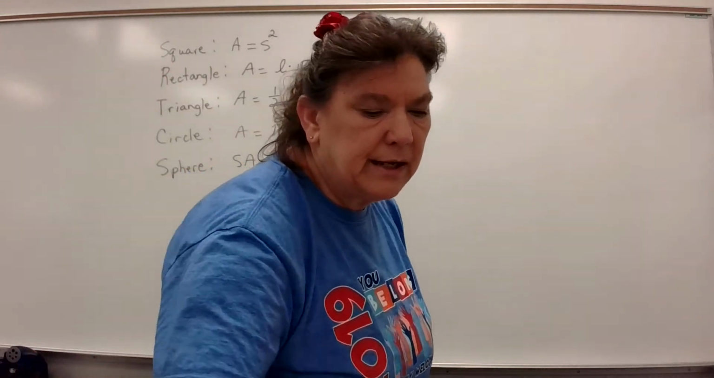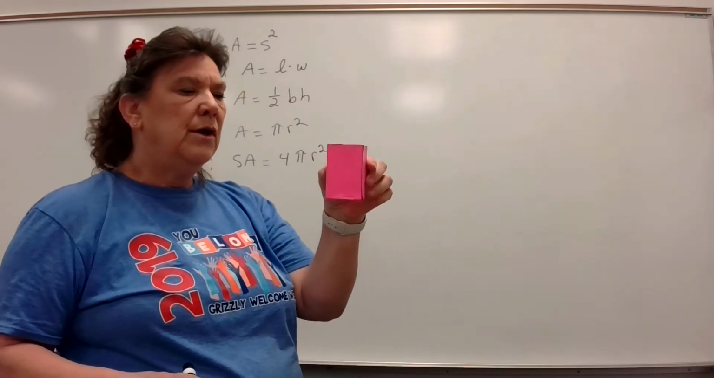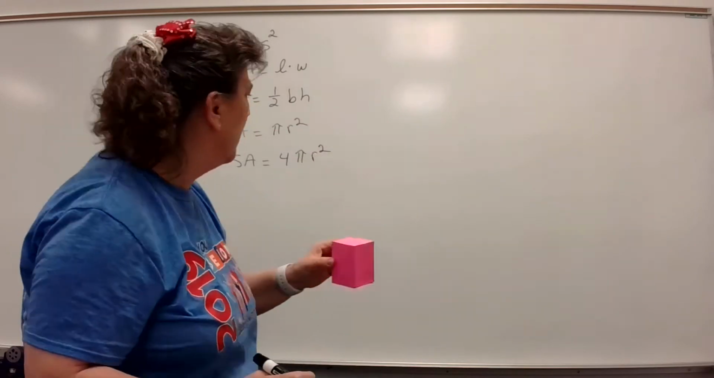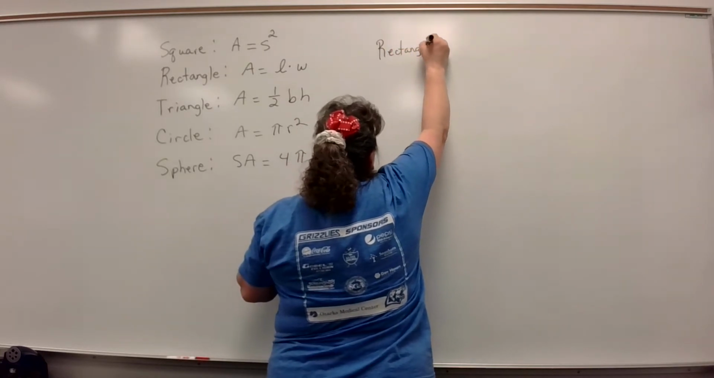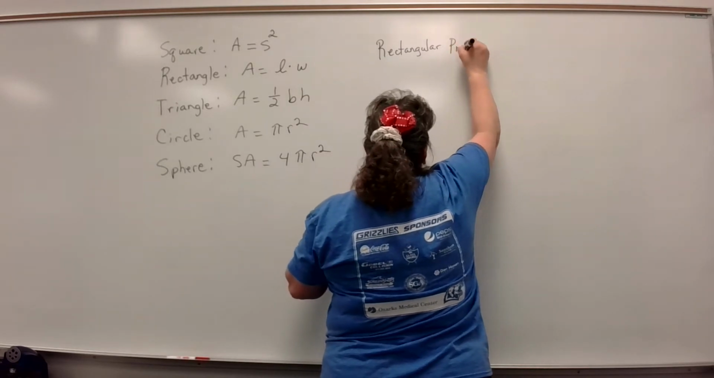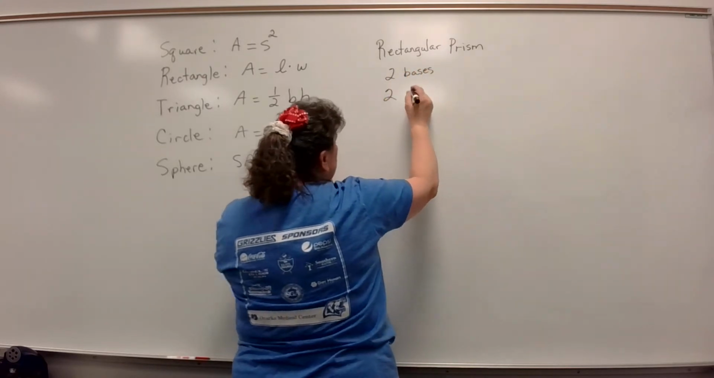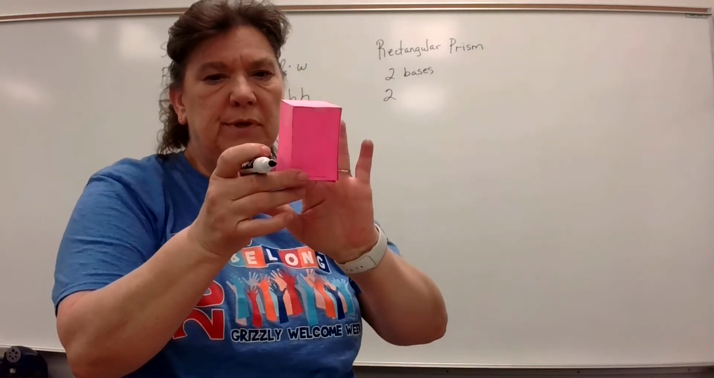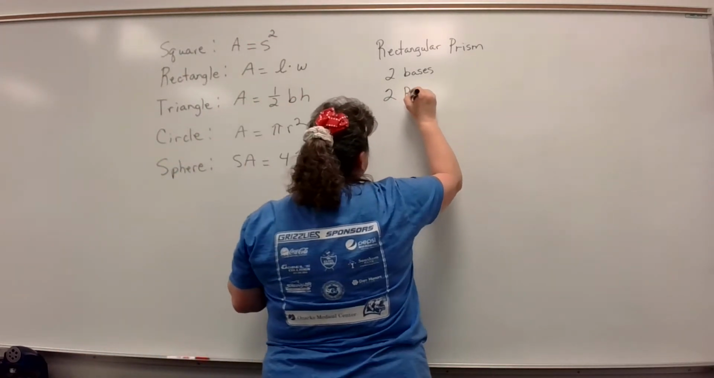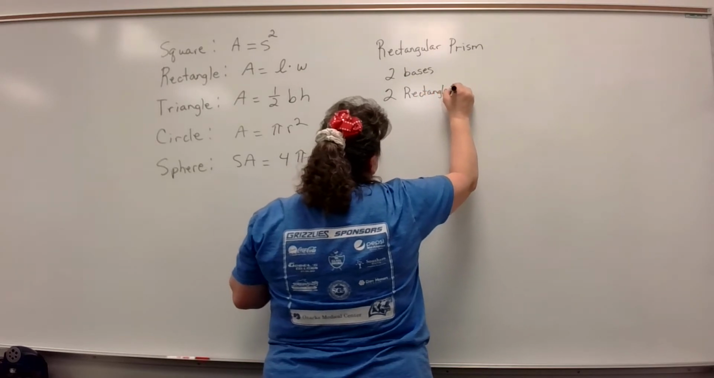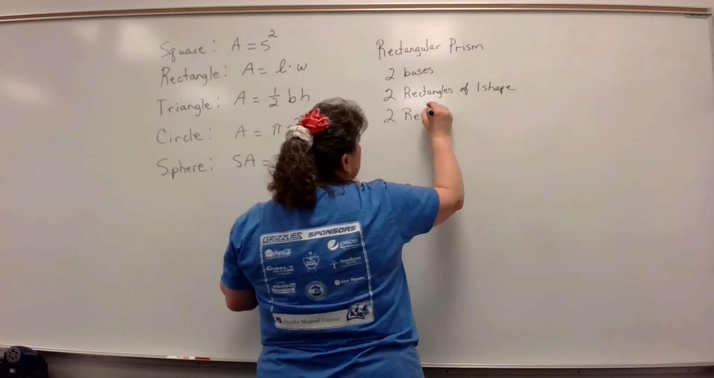So, thinking about that, let's look again at the rectangular solid. If we look at this rectangular solid, what do we have? Well, we have two bases. So every one of these shapes are going to have two of them. A rectangular prism. There are two bases. There are two rectangles that are this shape. You see that? The front and the back rectangle are the same. Two rectangles of one shape, and then two rectangles of another shape.